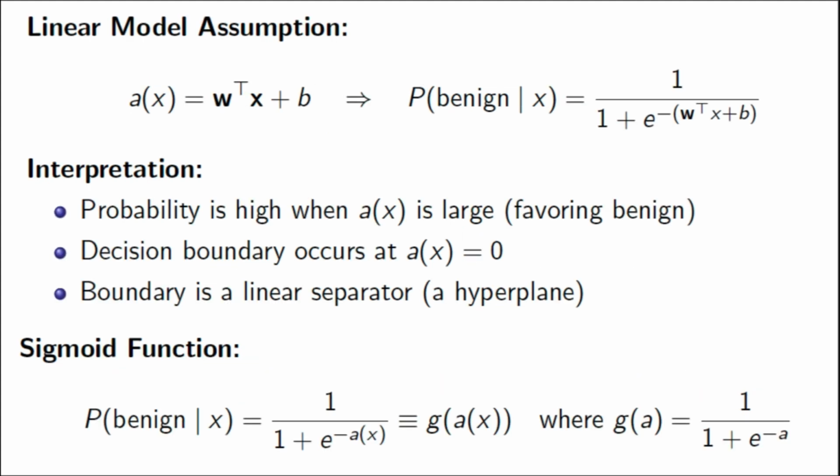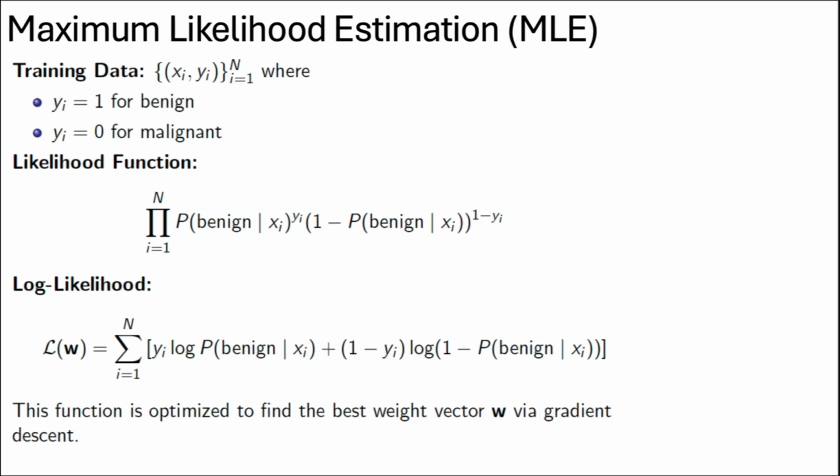The logistic regression model uses a sigmoid function, also known as the logistic function, to map the linear combination of predictor variables to a probability between 0 and 1. To train the model, we use maximum likelihood estimation, or MLE. The likelihood function represents how well the model fits the data. Since direct optimization is difficult, we use log likelihood and optimize it via gradient descent.